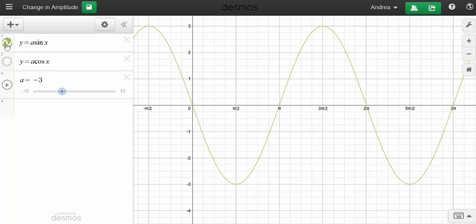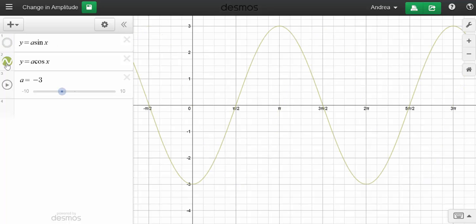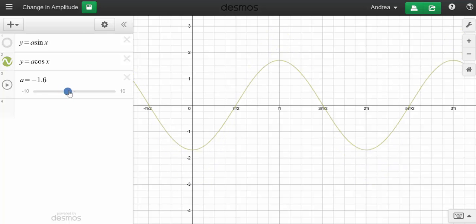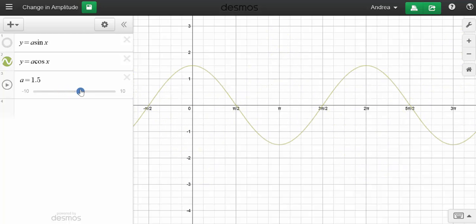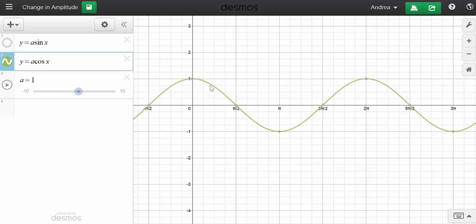I'm going to hide the sine curve. You're going to do that by clicking on the little round circle here next to the sine curve. I'm going to hide that, and I'm going to show the cosine function now. And we're going to put a back to 1 so we can observe the standard cosine function. So from 0 to 2 pi, here's our standard curve, and we can click on the graph and see those key points that we are familiar with from 0 to 2 pi.